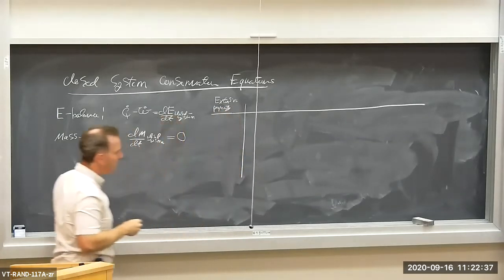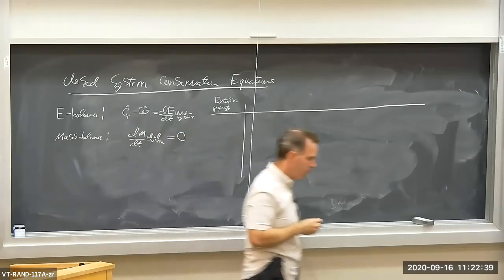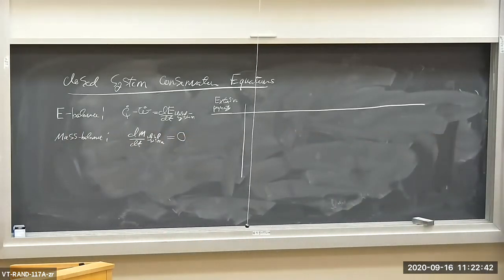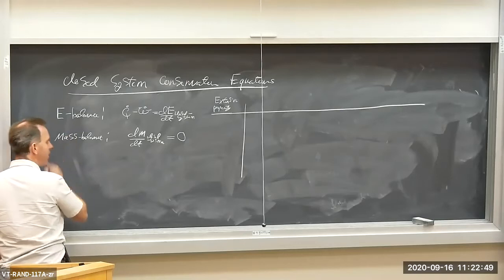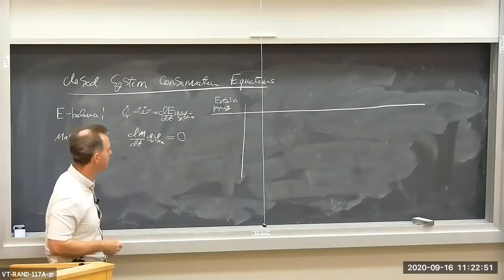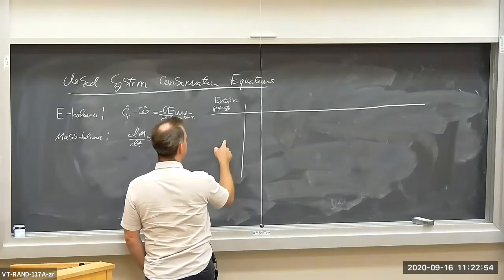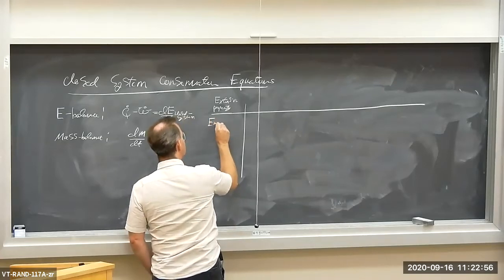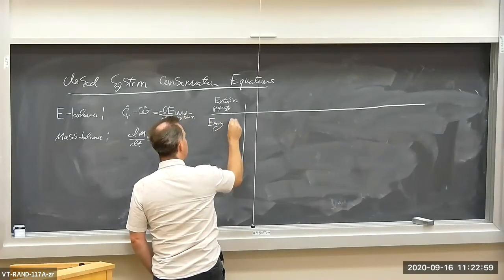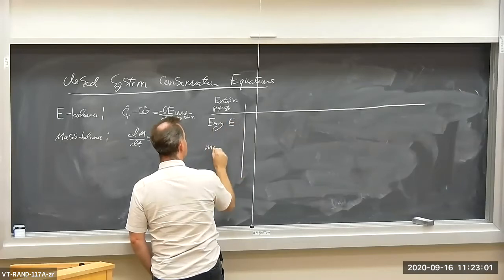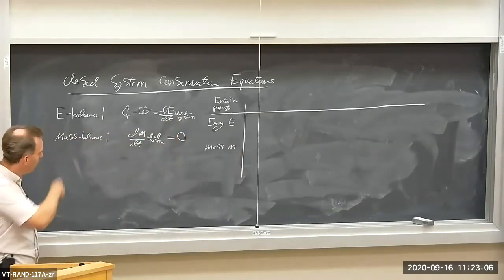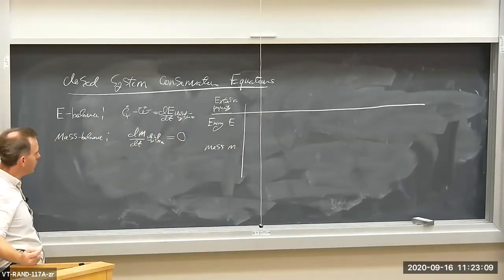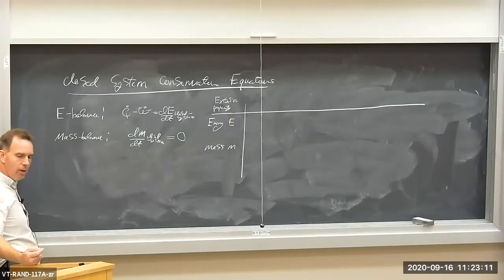Extensive property. Remember, extensive properties depend on the extent or size of the system. Mass and energy are extensive properties. Energy and mass depend on the size of the system. So I'm going to write here energy E and mass M. Okay, these are our two extensive properties that we're dealing with, these two conservation equations, energy and mass. Okay, so let's do that.